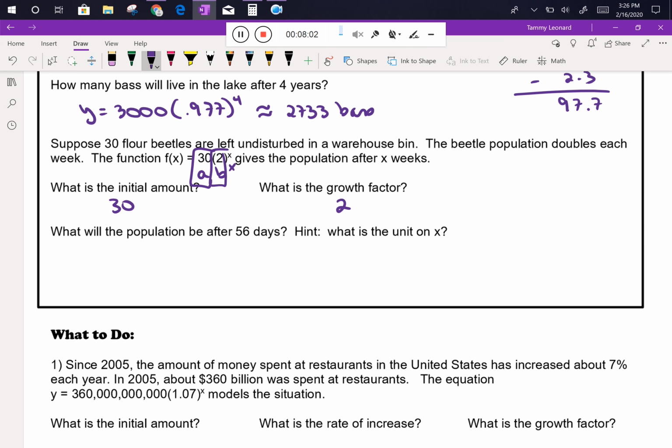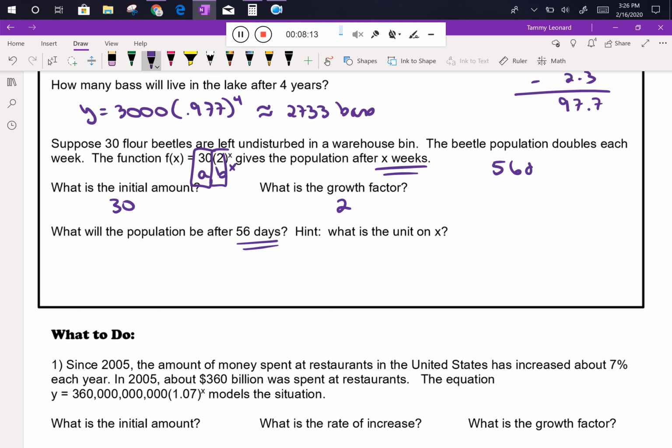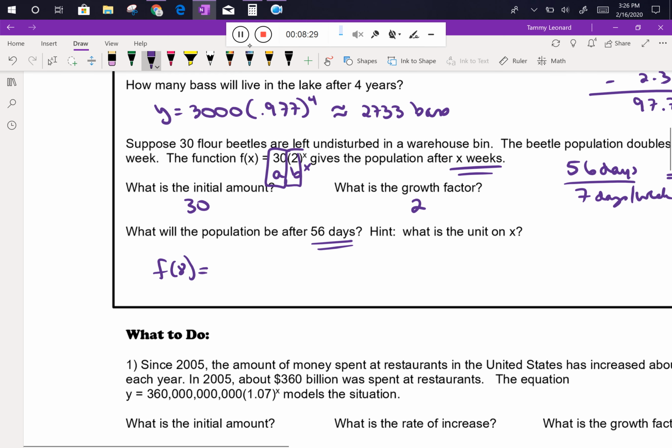What will the population be after 56 days? Now, wait a minute. This said X weeks, and now they're giving me days. We need to pay attention to that. If I'm given days, I need to divide by the fact that there's 7 days in 1 week to get the number of weeks. So I shouldn't be plugging in 56, I should be plugging in 8. So I've got f of 8 is equal to 30 times 2 to the 8th.